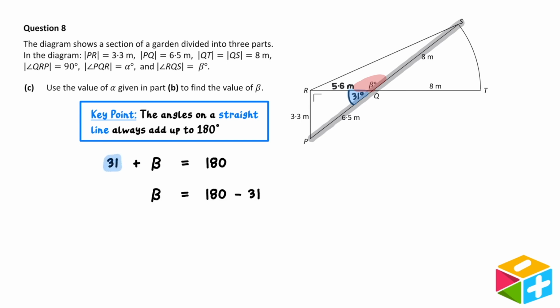To find beta, all we have to do is subtract 31 from both sides. This gives us the answer that beta is equal to 149.